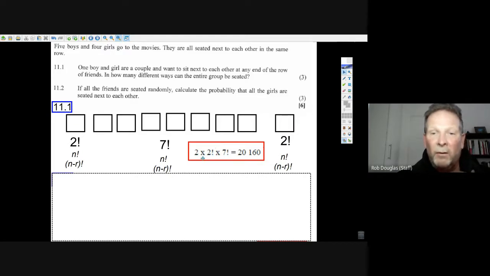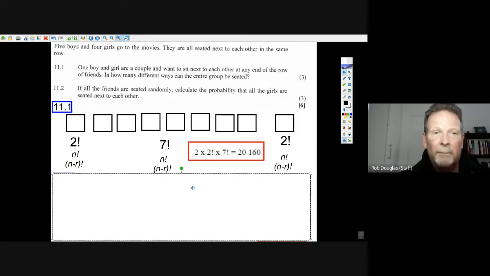And that's why the answer in the memo is this number, 2 factorial times 7 factorial times 2 factorial, because you've got 2 different ways they can get arranged on the left and the right, and there's 2 ways they can be seated, because you can have the boy girl or the girl boy. Anyway, it's just the product of those things. But the key thing is you've got the 7 people in the middle, that's 7 factorial. So that's the key part to it. And if you think about all the possible ways they can be on the end, it's just 2 times 2, and that's all there is to it.